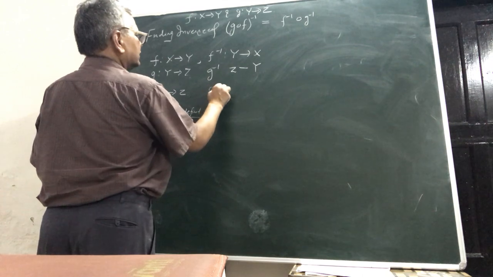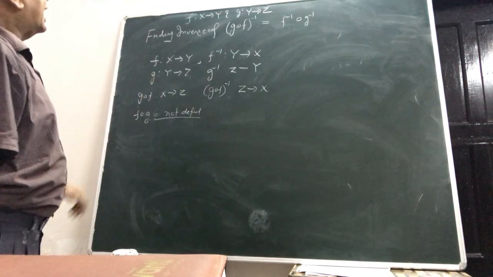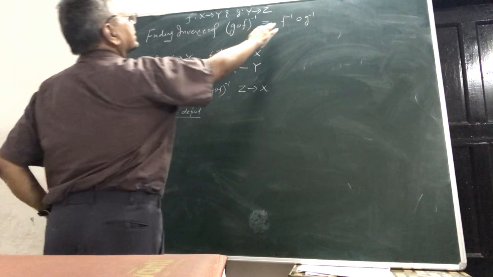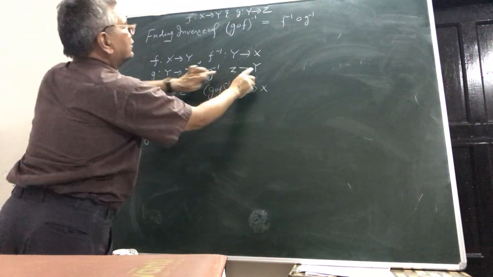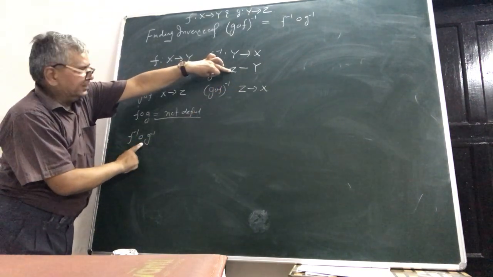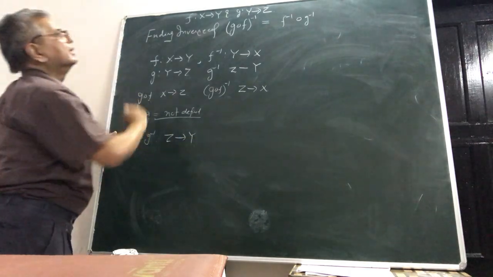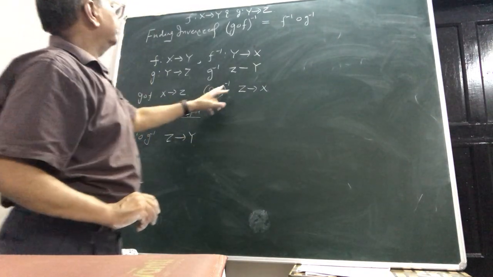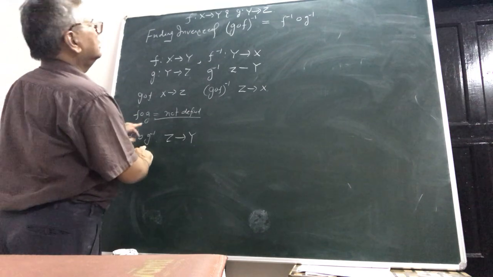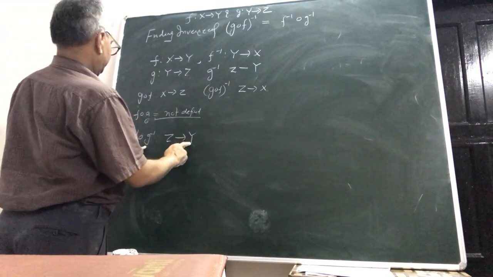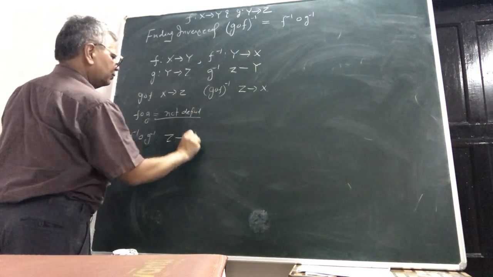So the inverse of G∘F, this whole inverse, will be from where to where? From Z to X. And one more thing, let us see where F inverse ∘ G inverse goes. G inverse goes from Z to Y, and F inverse is from Y to X. So this will go from Z to Y and then to X. Now things are simple. The inverse of G∘F is from Z to X, and G inverse is from Z to Y, and F inverse is from Y to X, so together it means Z to X.